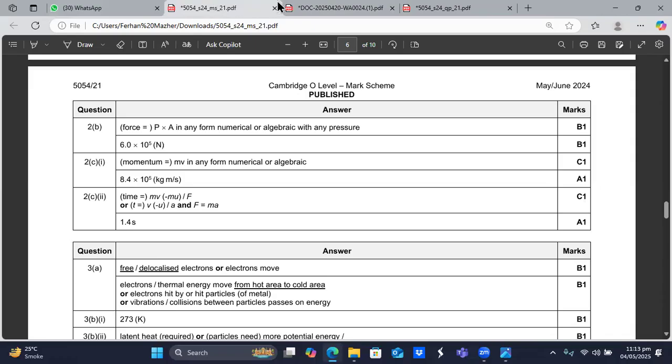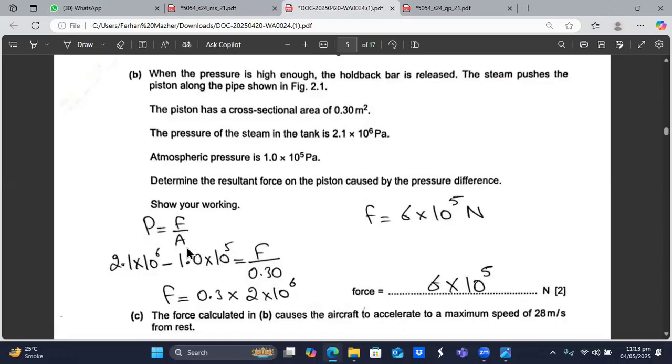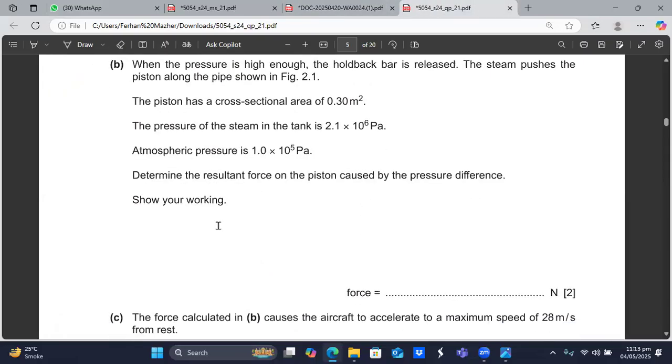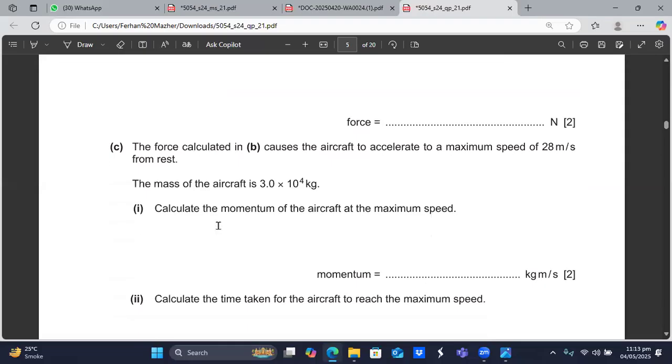6 × 10^5 Newton is the resultant force. We have found, first of all, the difference of the pressure inside and outside. Outside is the atmospheric pressure.